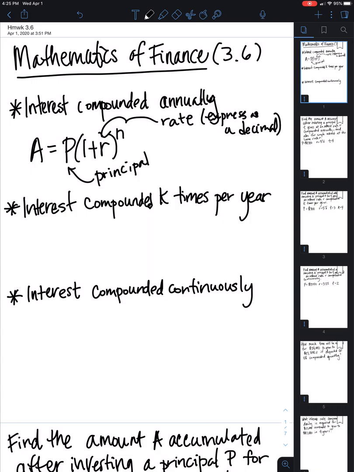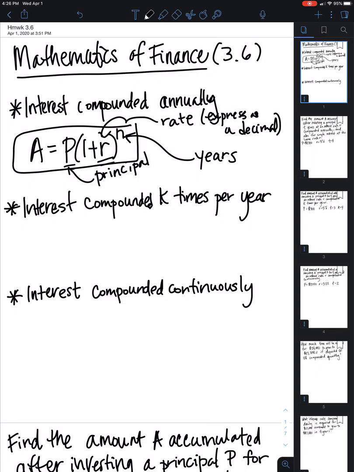Okay, and then N is the number of years. So this is if the principal P is invested at a fixed annual rate R, calculated at the end of each year, and then the value of the investment after N years is A. Okay, so that's the equation here.